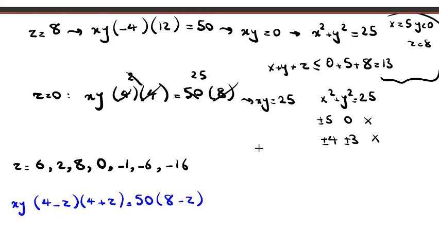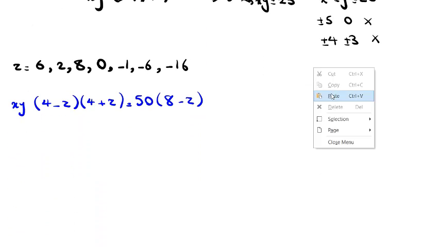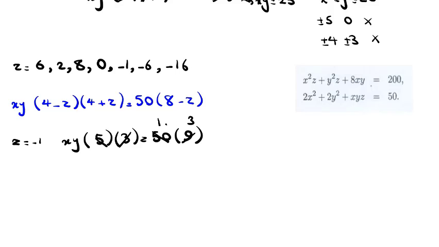So paste it here. We've checked until this. Let me also copy this. So if z is negative 1, then xy times (4 minus minus 1) will be 5, 4 minus 1 is 3, 58 minus minus 1 is 9. We can cancel these 3, we can cancel this 10. So xy is 30 in this case. And we can see that, okay, so if we want to check this one, xy 5, this 10, 30.